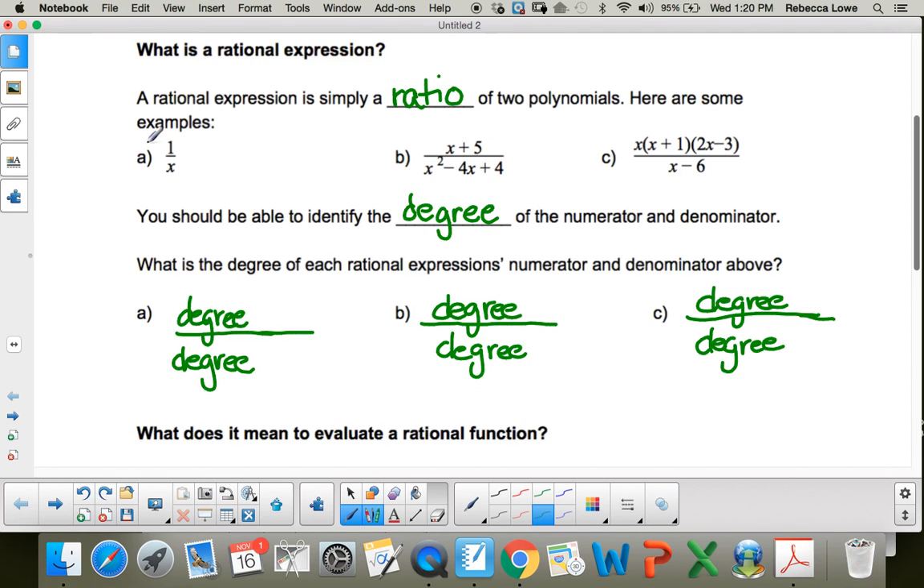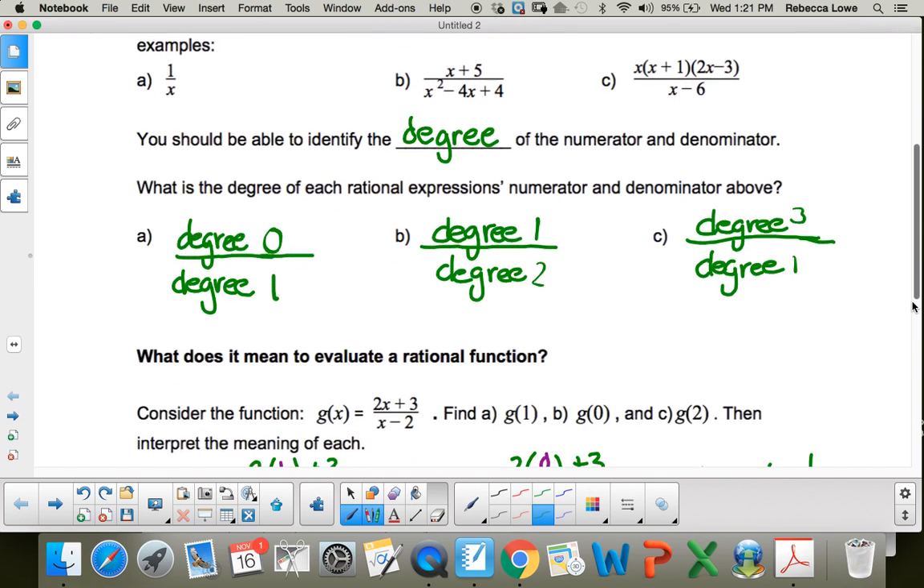So the degree of A's numerator is 0, doesn't have a variable. The degree of A's denominator is 1 because it has the highest exponent of 1. The degree of B's numerator is 1, and the degree of B's denominator is 2. The degree of C's numerator is, if you were to expand, this would be an x cubed, so 3, and the degree of C's denominator is 1. So you guys should be able to identify degrees.